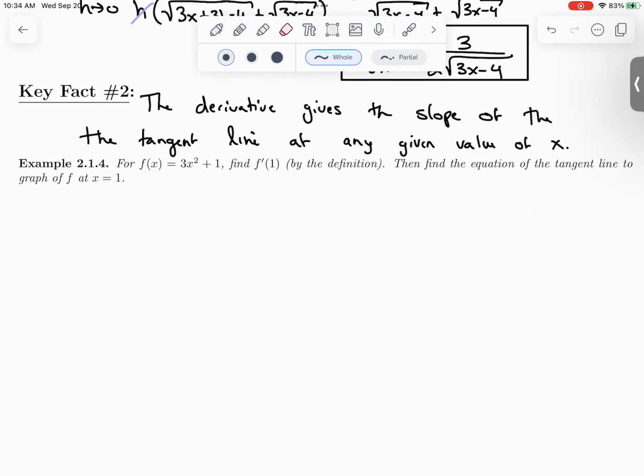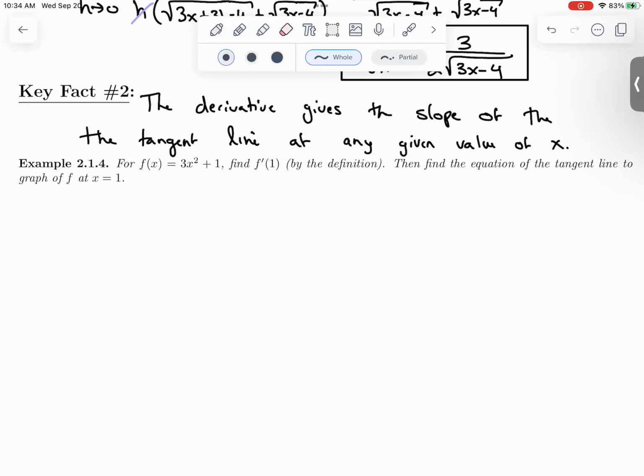In the interest of saving a little bit of time, it says for f of x equals 3x squared plus 1, find f prime of 1 by the definition. That's what I wanted you to do. Then write the equation of the tangent line.